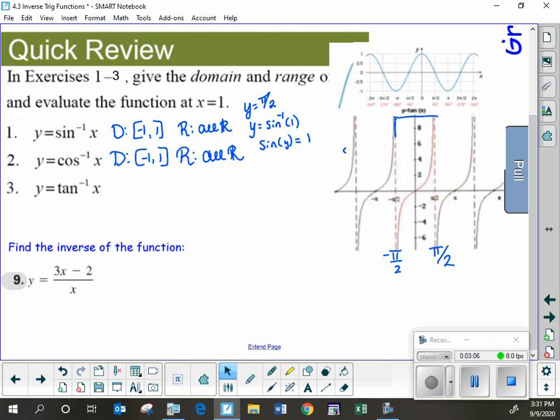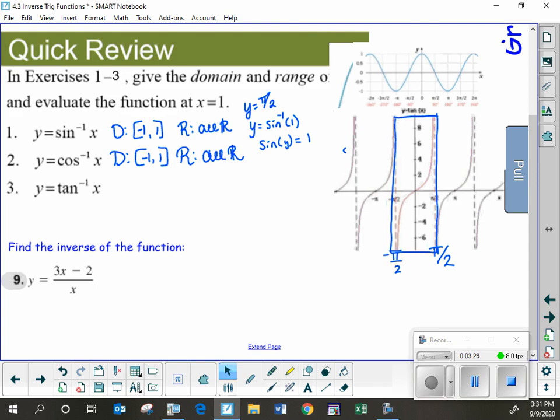So I am going to restrict myself to just this one cycle of the tangent graph so that it passes a vertical line test as well as a horizontal line test. It needs to be 1 to 1. For every input, there's an output. For every output, there's exactly one input. And that will happen if I restrict this.